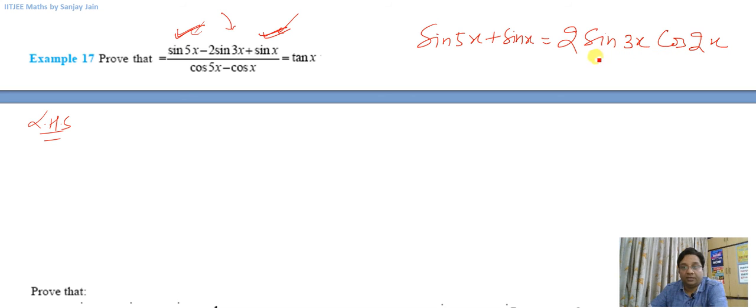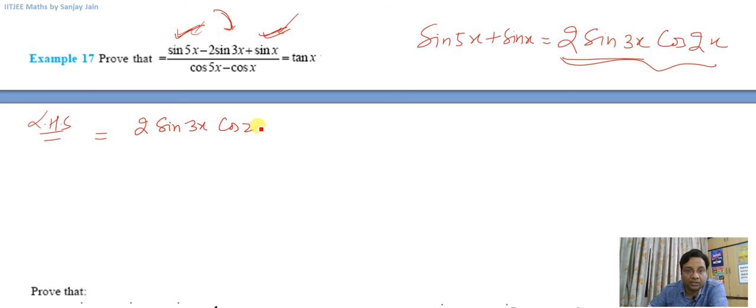One of the terms is this 2 sine 3x, which is there at this place, so I'll be able to manipulate it easily, or I'll be able to take something common from these. So let me write this result here in the numerator. Sine 5x plus sine x, I am writing at this directly, so let me write it as 2 sine 3x cos 2x, and then this second term minus 2 sine 3x.